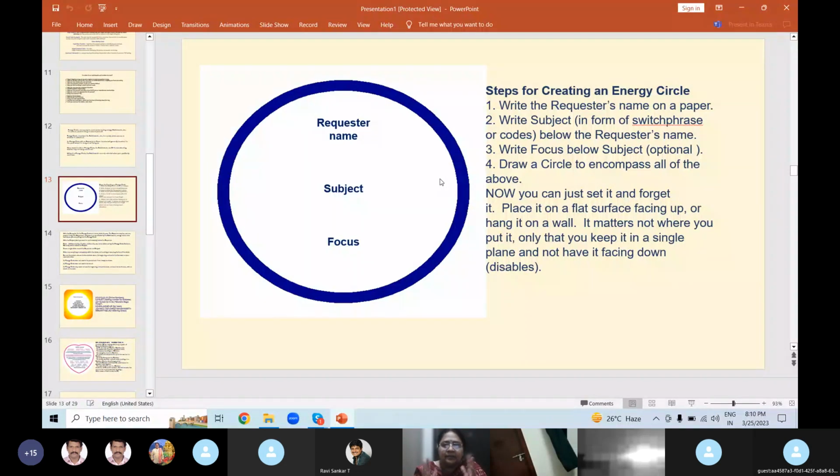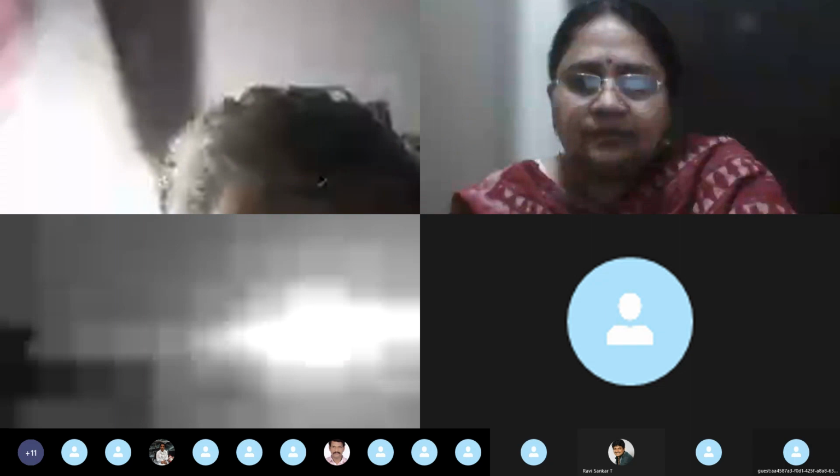So focus is completely optional. It needn't necessarily be put. But the first two things, the requester name and the subject, are basic requirements. There are ways of putting the requester name in different forms, but this is the most raw form of energy circle, so I'm beginning with this. After encircling it.